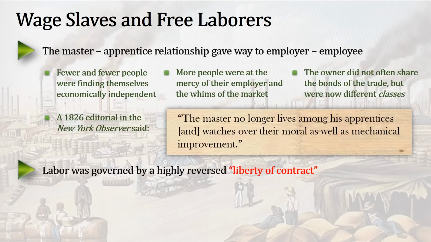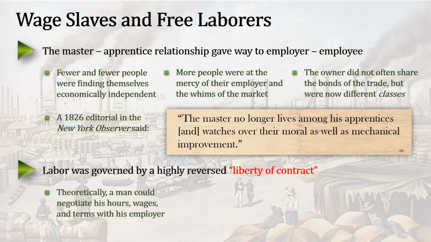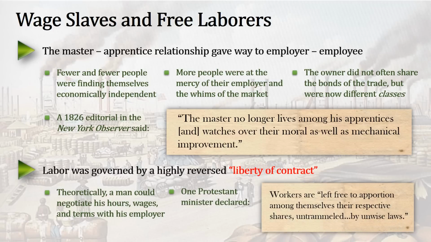Labor is governed by a highly revered liberty of contract. Now, we've seen this already in the Marshall Court, how contract rights are held as sacrosanct by the judiciary. Theoretically, under this liberty of contract, a man could negotiate his hours, his wages, and his terms with his employer. And presumably, they act as equals. I go to a man and I say, hey, I have a certain skill. I will sell that time, that skill to you, and let's talk about what I'm going to get owed. One Protestant minister declares, "Workers are therefore left free to apportion among themselves their respective shares untrammeled by unwise laws." And there you have that nod toward the liberty of contract, saying it is within every man's right and prerogative to go and negotiate his own terms, and we don't need laws getting involved with that, right?